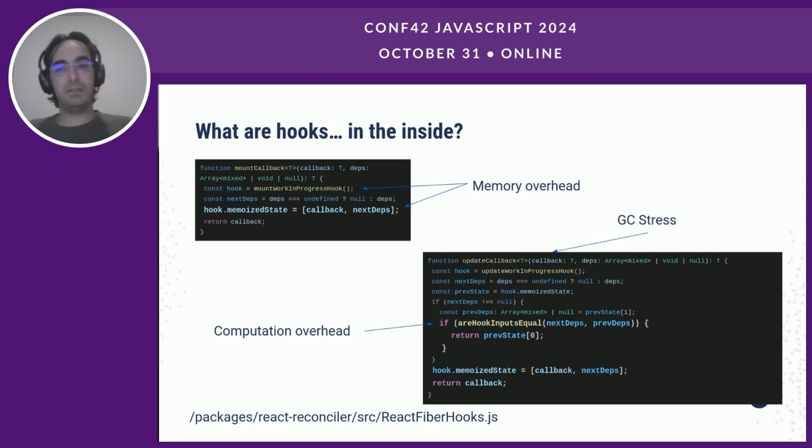And finally, there's garbage collection stress, because every time we call the hook, we may be creating new variables, we may be creating new arguments for the functions, and that may affect the garbage collector. But is all this that important? Probably not. Let me explain a few things about why.